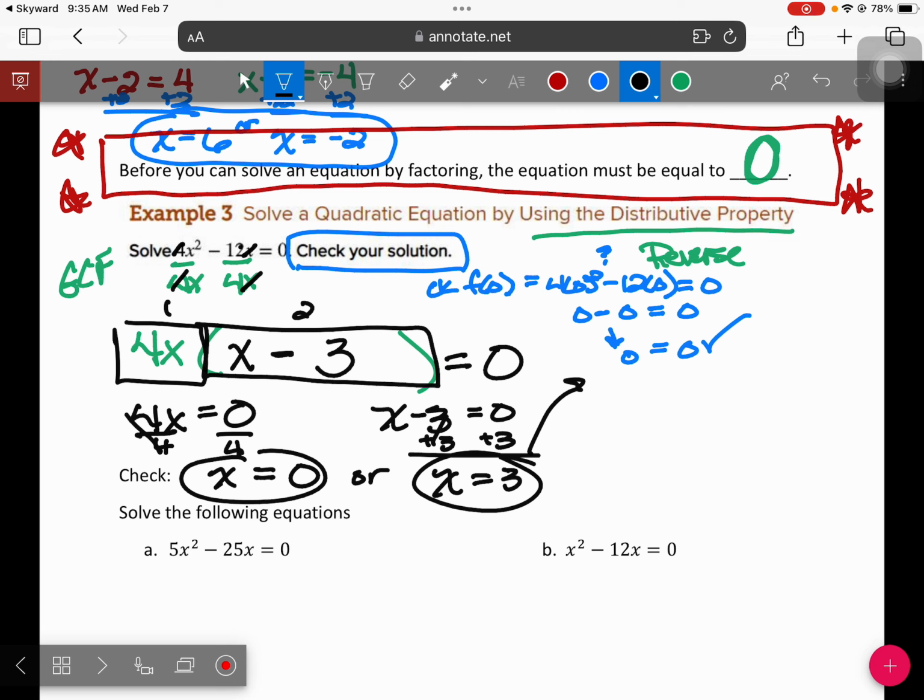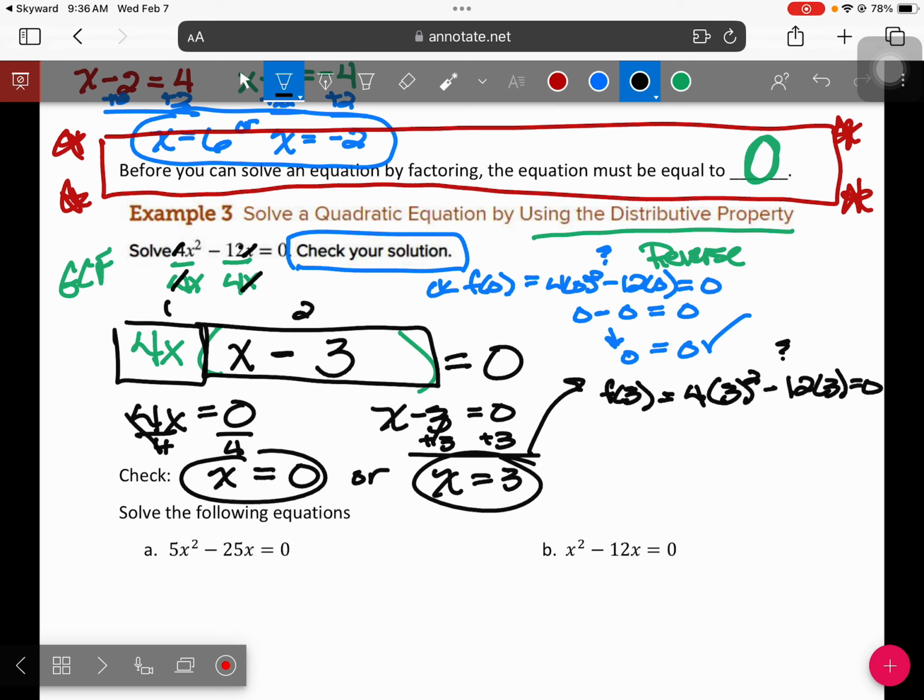And you do it for the second one. x is equal to 3. We say we want the function when x is equal to 3. So we say 4 times 3 squared minus 12 times 3. Is that equal to 0?